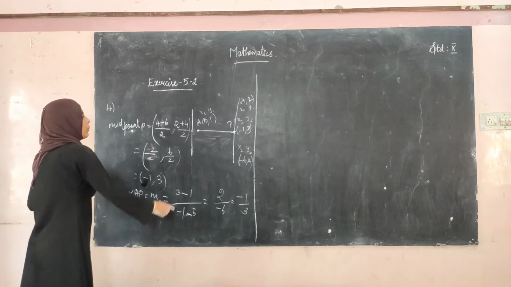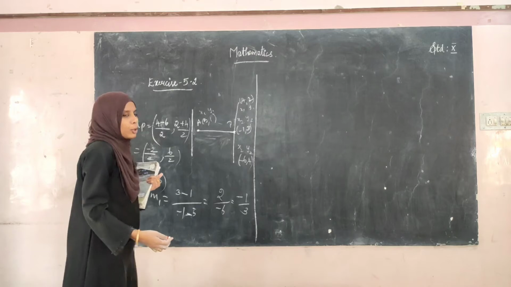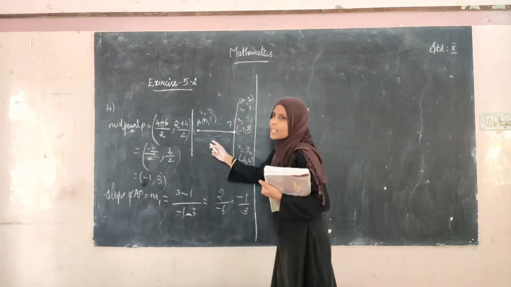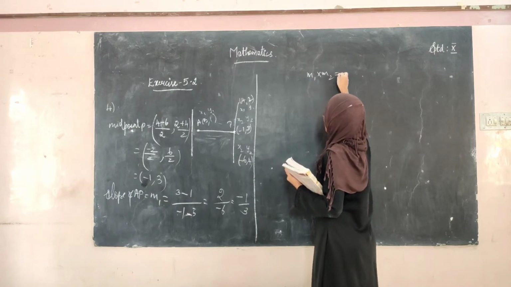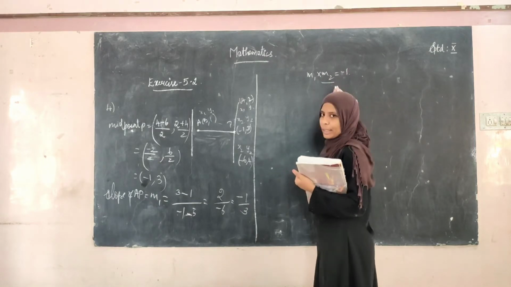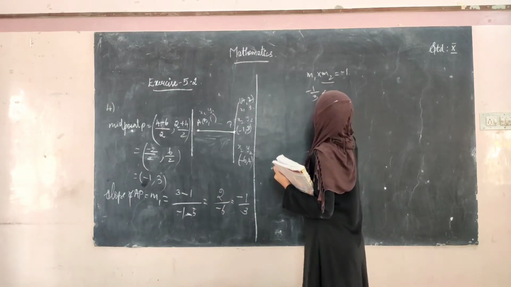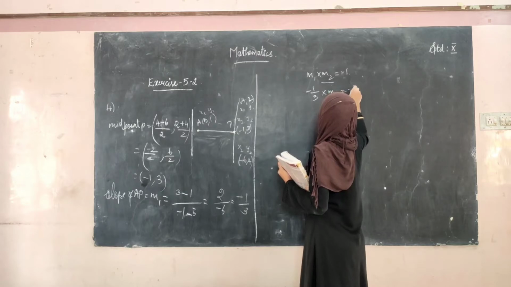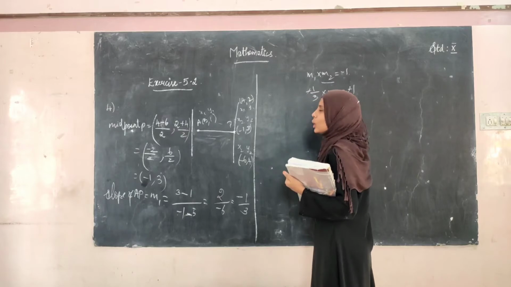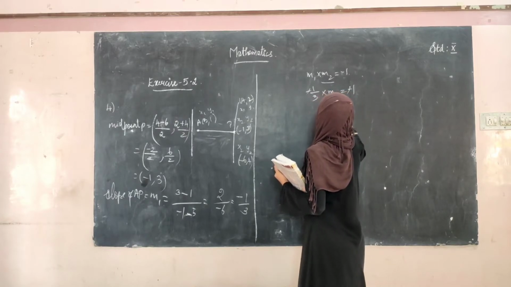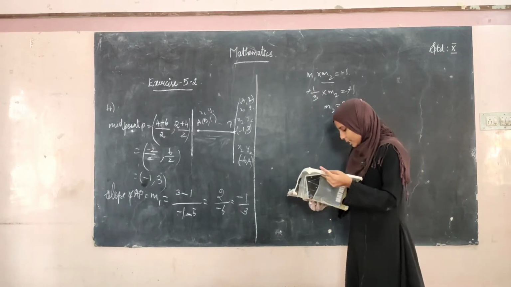Now find the slope of this line. Let the slope of this line be m2. Since these two lines are perpendicular, we know the condition m1 into m2 equal to -1. So m2 only we have to find. m1 is equal to -1 divided by 3, so -1 by 3 into m2 equal to -1. The minus and minus get cancelled. Bring this term to that side: 1 into 3. So m2 equal to 3. So we have found the slope of the line, that is 3.